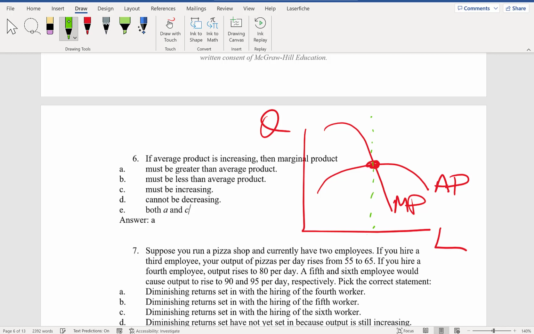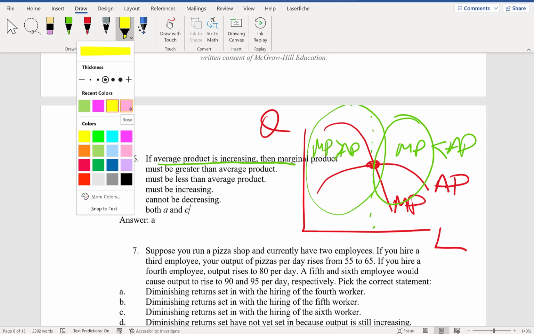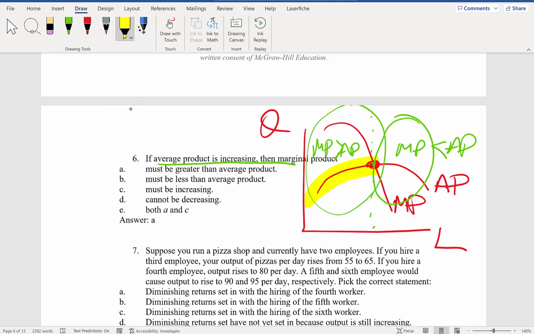Look, in this region, marginal product is greater than average product. In this region, marginal product is less than average product. If average product is increasing, let's see where average product is increasing. Average product is increasing right here. So when average product is increasing, marginal product must be greater than average product. So that's the correct answer.